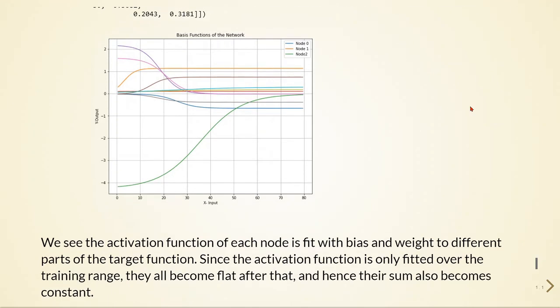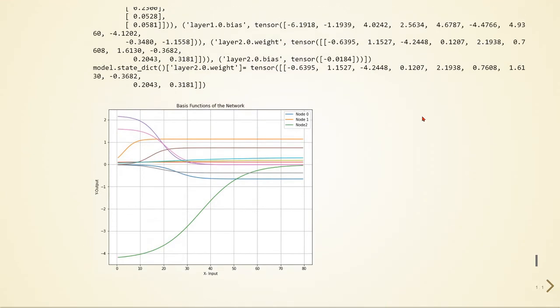Here we see that the activation function of each node is fit with bias and weight to different parts of the target function, since the activation function is only fitted over the training range. They all become flat after that, and hence their sum also becomes constant. And this is what we're observing here. So they all become flat, and then their sum will become constant.